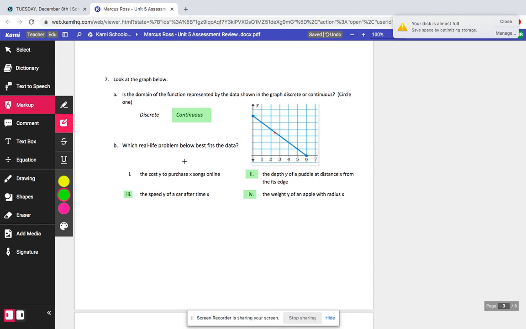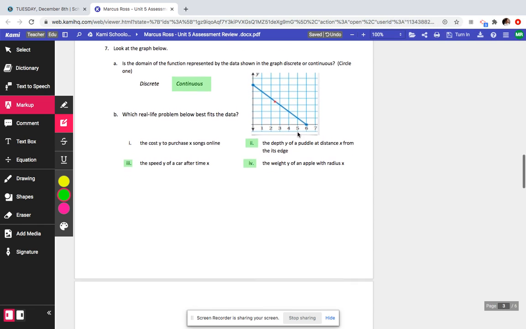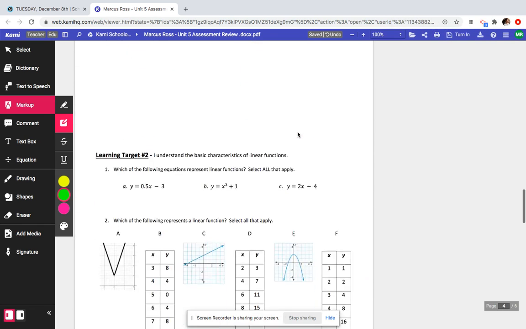The only one that is not a continuous answer in this is that first one. That is a discrete answer. Okay, hopefully if you have any questions on that, let me know. Let's kind of scroll down here.